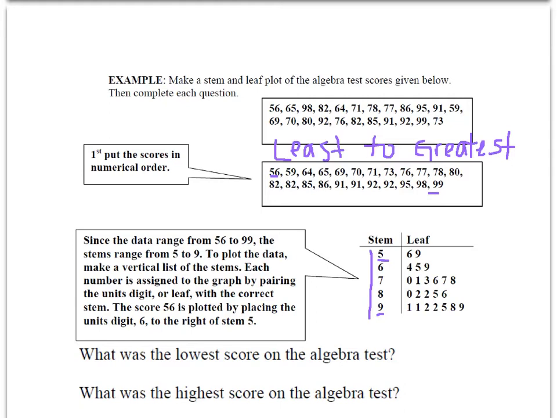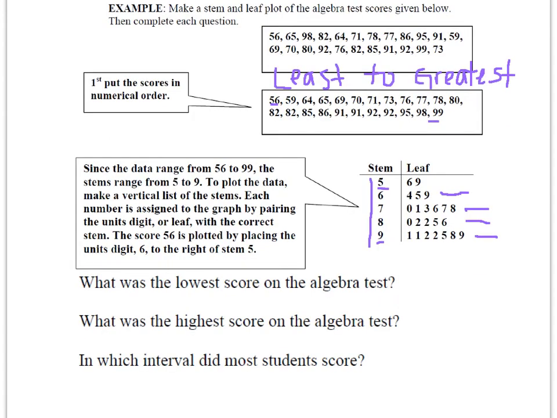So you can see that I have 56 and I have 59 up at the top. Going down to the next row, I have 64, 65, and 69. I have 70, 71, 73, 76, 77, 78, and so on. I do the same thing for 80 and for 90.